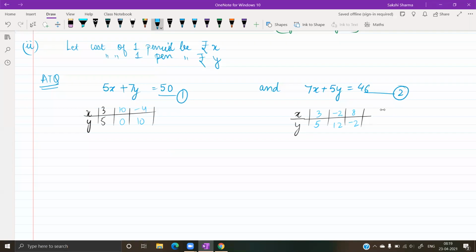From here, you can identify that the solution for the pair is 3, 5. That means the cost of one pencil, which was X, is 3 rupees, and the cost of one pen, represented by Y, is 5 rupees. Whenever you are asked to provide the solution, you have to give your answer. What is the common pair of values which satisfies both your equations? Do indicate what X and Y are, satisfying both.